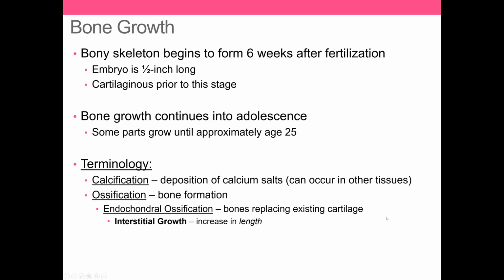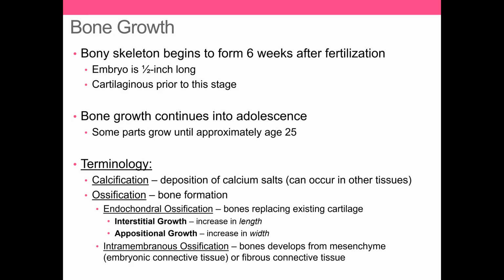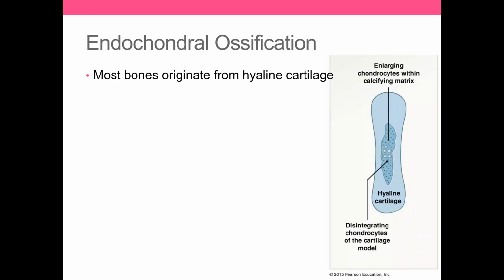So with endochondral ossification, bone can grow in two directions. Interstitial growth is when the bone increases in its length, so the bone gets longer. And appositional growth is when it increases in its width, so it gets thicker and wider. The other type of bone growth we're going to talk about in the next section is called intramembranous ossification, and this is when bones develop from an embryonic connective tissue called mesenchyme or a fibrous connective tissue. But first, we're going to look at endochondral ossification.